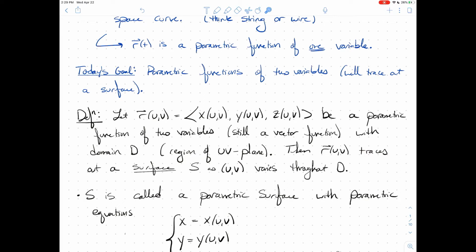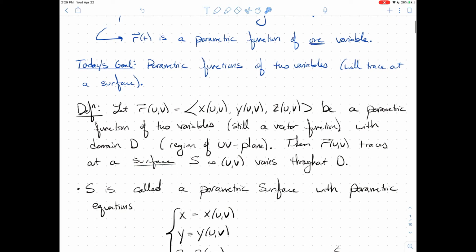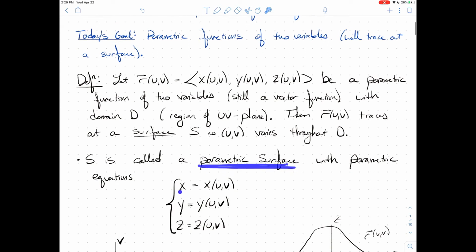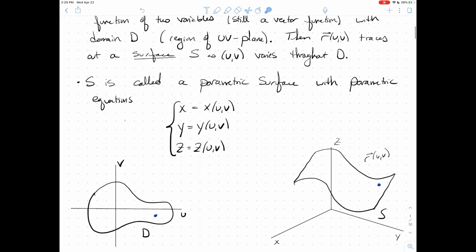And then when you have a parametric function of two variables, you trace out a surface as (u, v) varies throughout D. And so the surface S is called a parametric surface with parametric equations: x is the x component of r, y is the y component, z is the z component. So that's the basic setup.